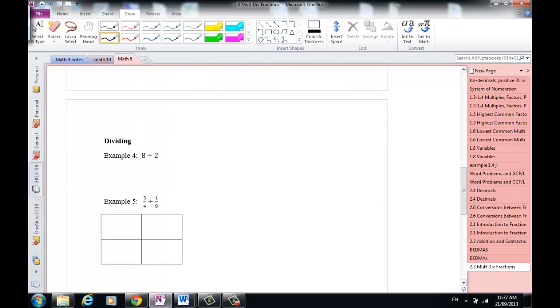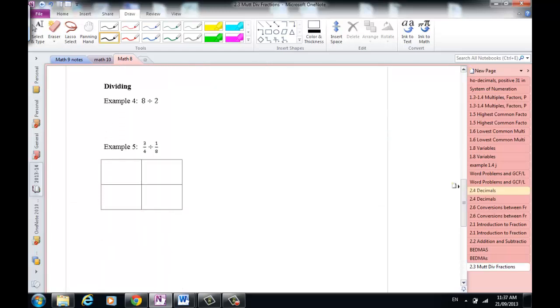Alright, moving on to division now. Okay, so what does this say? It says 8 divided by 2. And what it really means is how many 2's go into 8. And we can answer that very simply and say, well, 4. And I want you to use this idea when we get to the fifth example, because it becomes a little bit more complicated. We have 3/4 divided by 1/8.